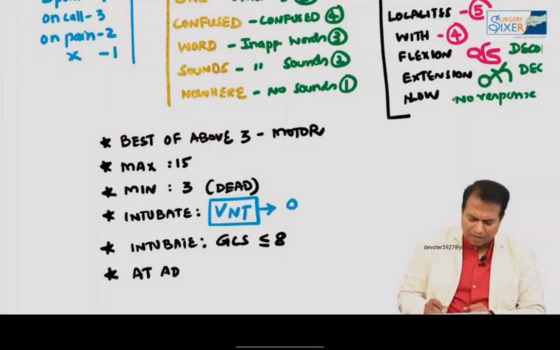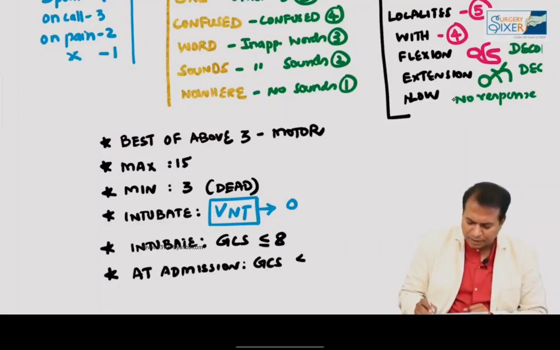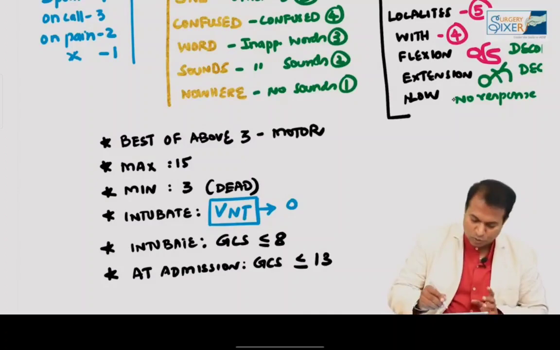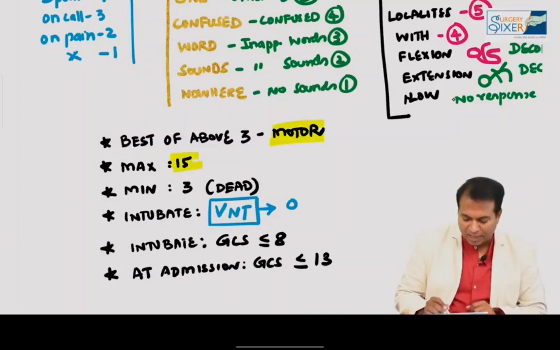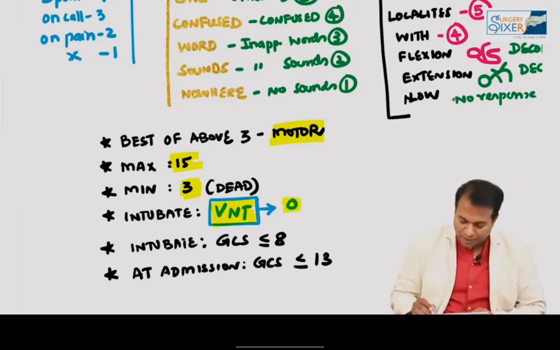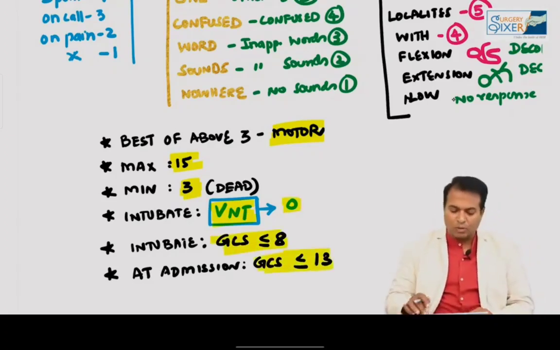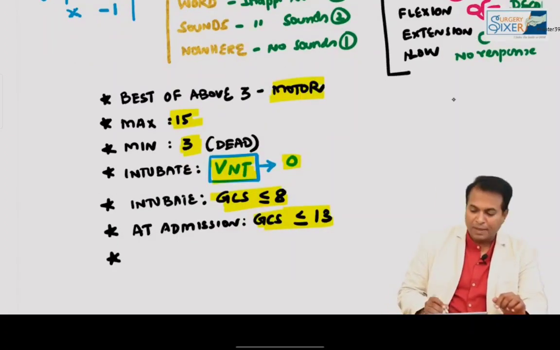At admission, when will you take a CT scan? When the GCS is less than or equal to 13 at admission. I'm going to tell you 7 MCQs, please don't forget. Best of the above 3 is motor, maximum is 15, minimum is 3, intubated verbal is not testable, 0, intubation should be done at GCS less than or equal to 8, and CT scan at GCS less than or equal to 13 at admission.